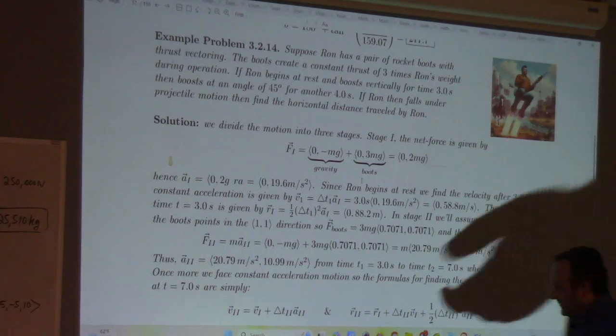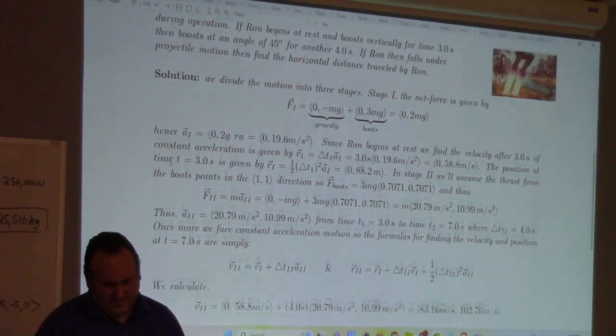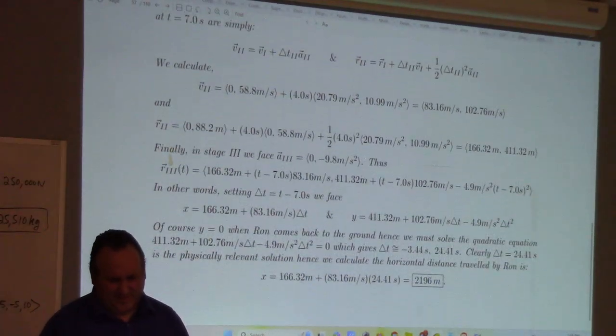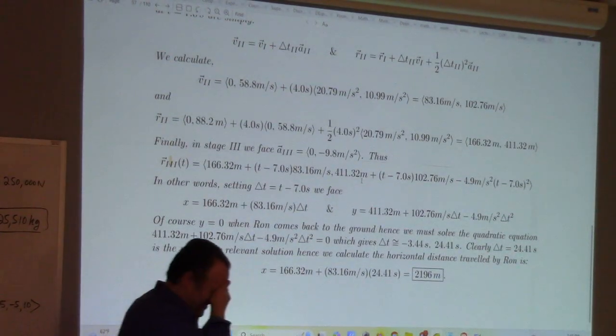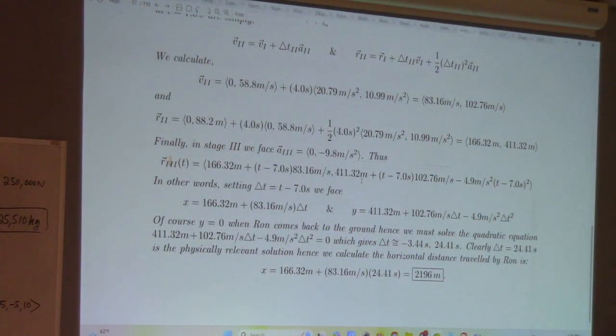And those work out to, respectively, the numbers here. So anyway, we plug in those numbers and out pops the final velocity after the boosting is done. And here's his final position.